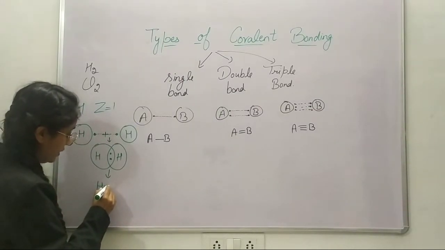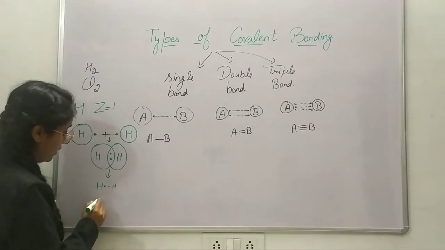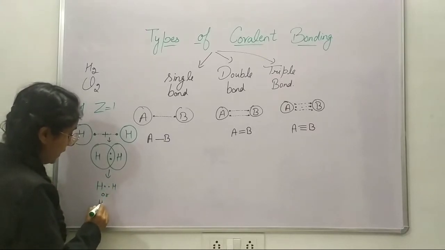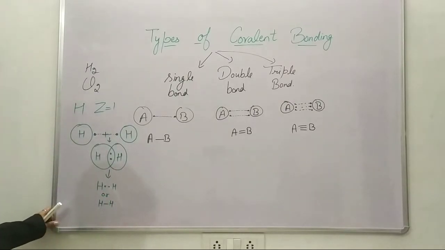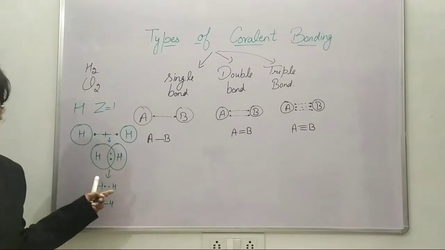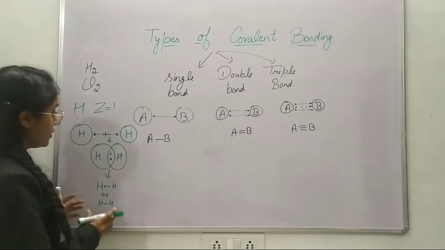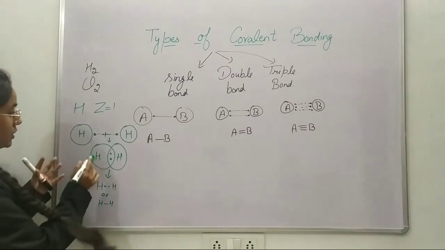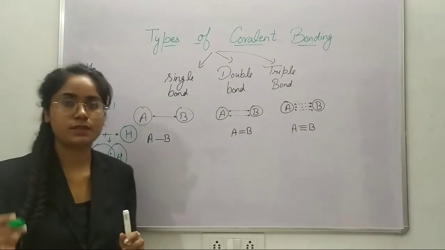A bond is formed between them, and now you can write it as H single bond H. Now you can either denote these dots as crosses too. So this dot structure is known as electron dot structure.